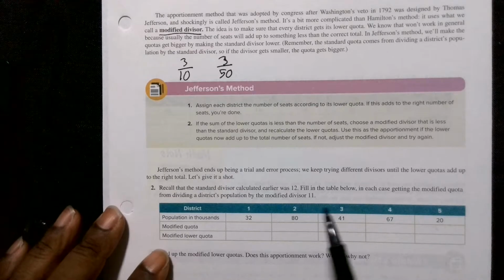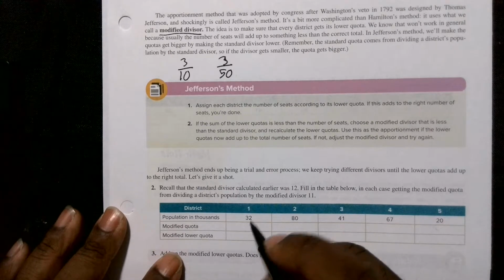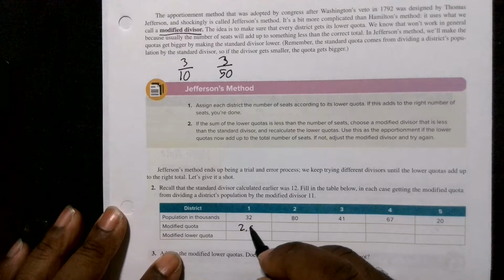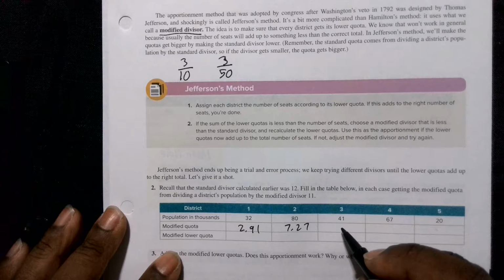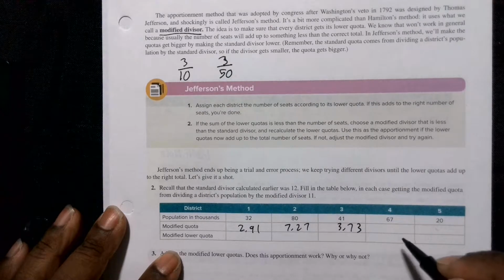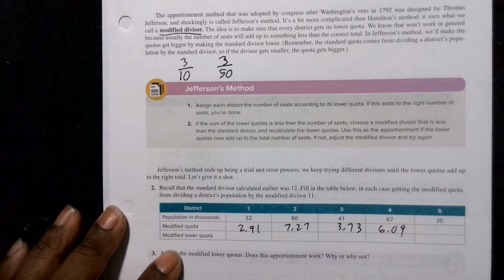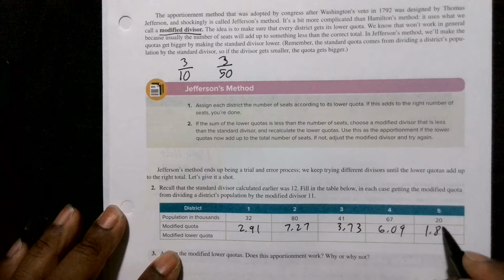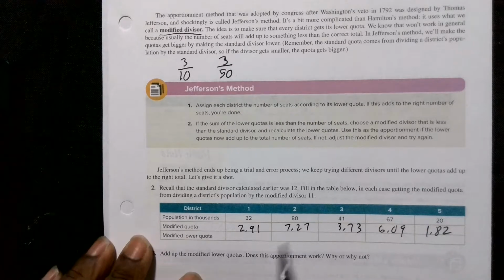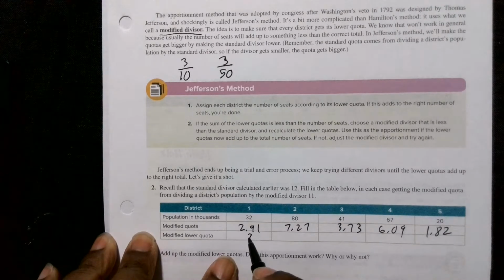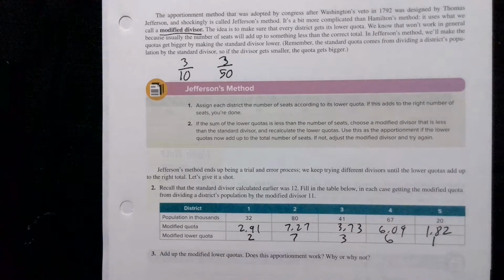So what this is saying is we're going to take all of these values and divide it by 11 instead of by 12. So our modified quota would be 2.91, it would be 7.27, 3.73, and 6.09, and finally 1.82. Now that's our modified quota. Now we need the modified lower quota. We still just take the number in front of the decimal. So it'll be 2, 7, 3, 6, and 1.